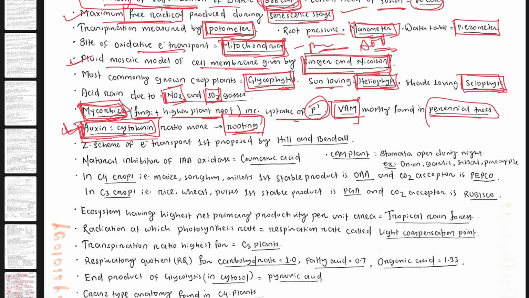And the Z scheme of electron transport was first proposed by Hill and Bendall. What is the Z scheme? In the Z scheme, you can find it in any physiology textbook. So what happened?